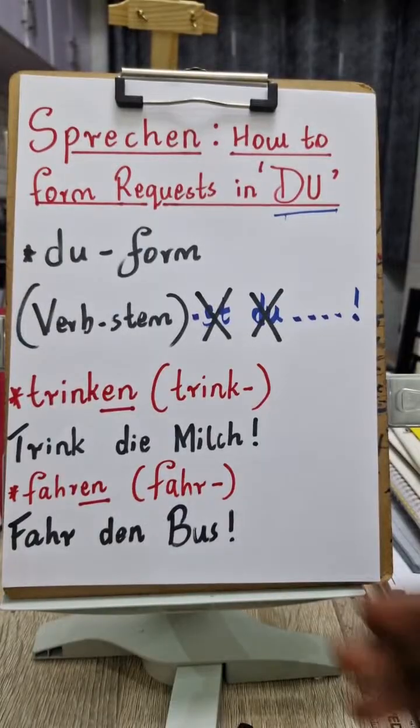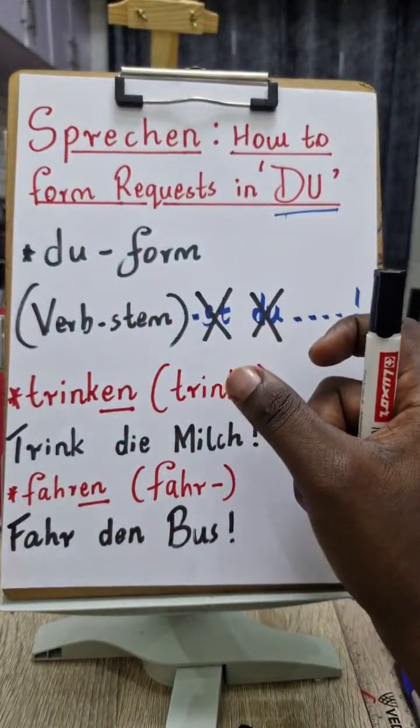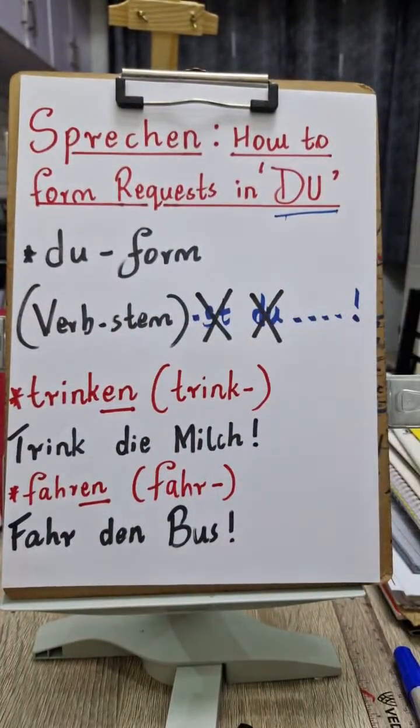Now you're seeing what is happening from the two examples? You are only picking the verb stem. Trinken, trink. Fahren, fahr. All right?